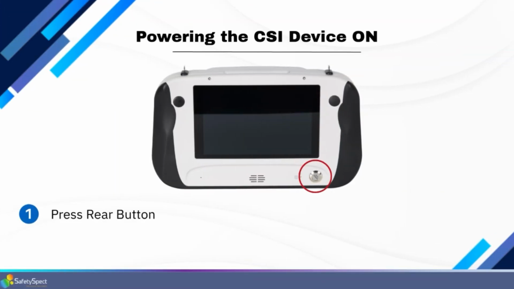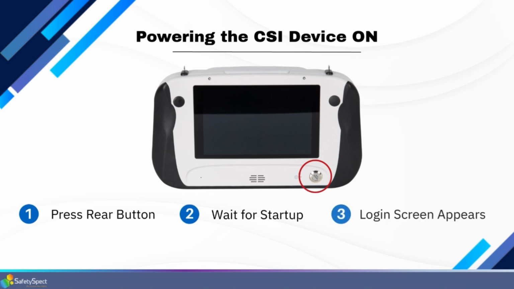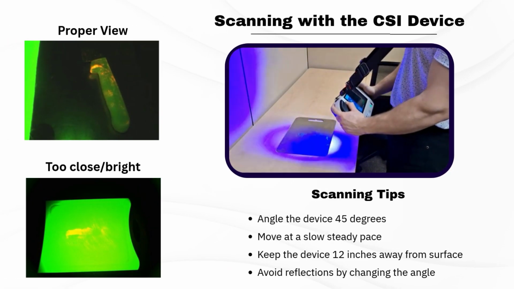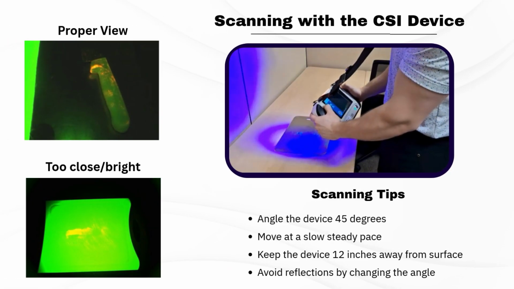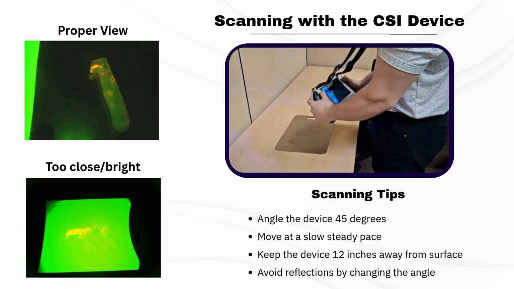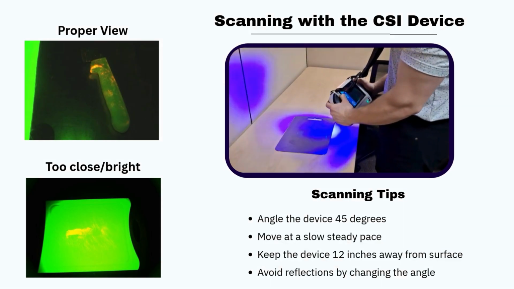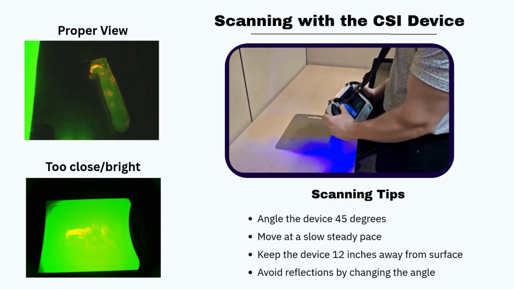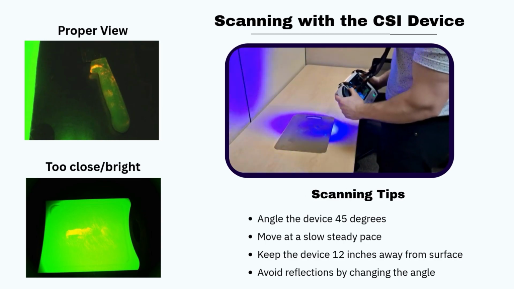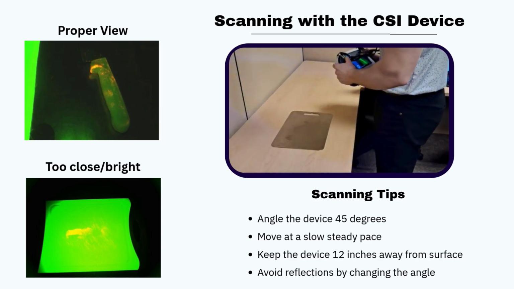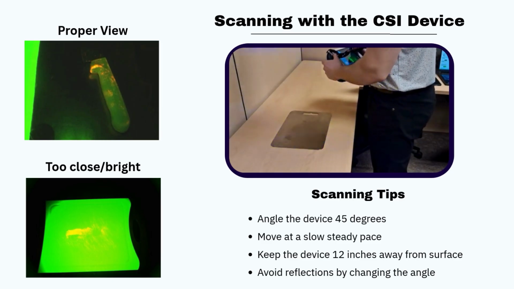To turn on the device, press the power button located at the bottom right of the unit. Once the device is powered on, the login screen will appear. Let's go over how to scan with the CSI device. Simply press and hold both the left and right trigger buttons. An LED indicator will turn red when in use. Lights will start flashing. Simply point the device toward the desired area and observe results on screen.